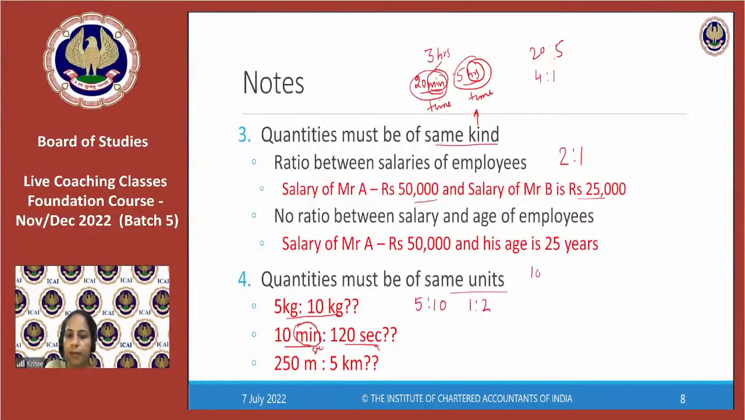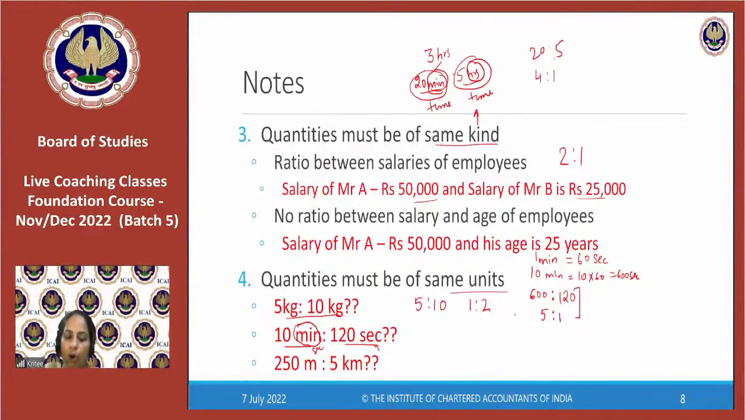So for the first part, 10 minutes. People are asking me how to convert. 1 minute is equal to 60 seconds. So 10 minutes is equal to 10 into 60, that is 600 seconds. So 600 seconds can be compared with 120 seconds. I hope you're understanding this, right? So if we simplify this, it is 5:1.